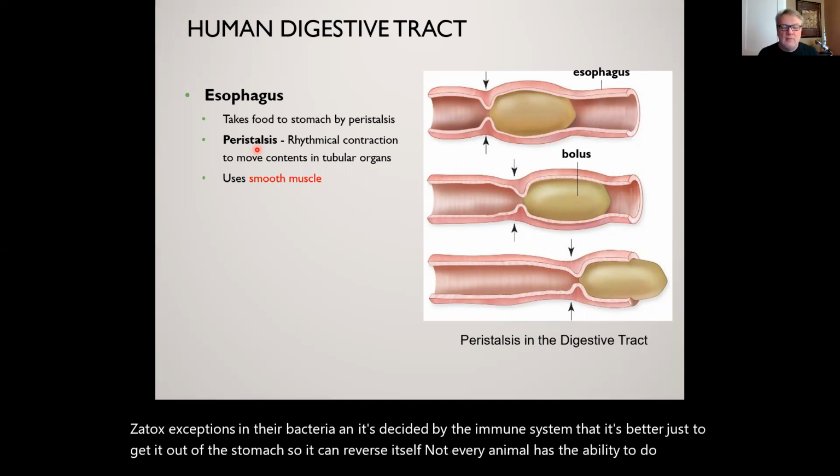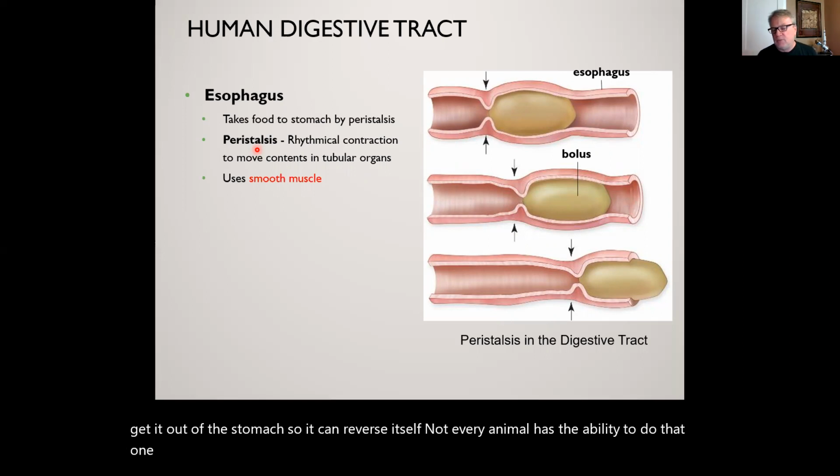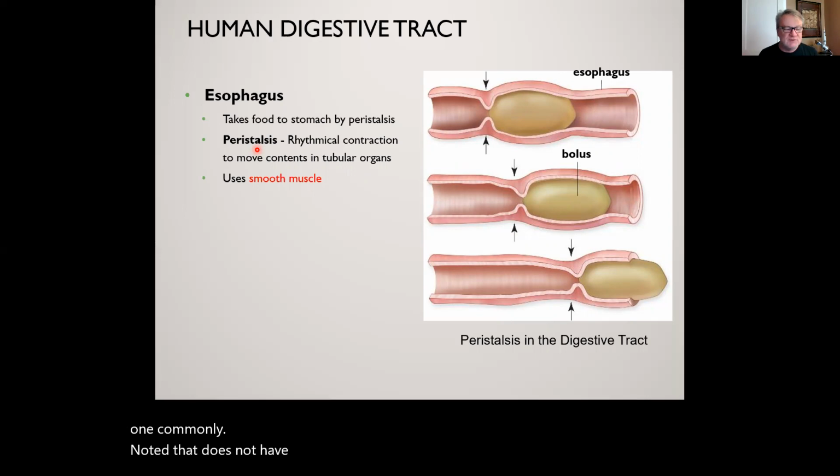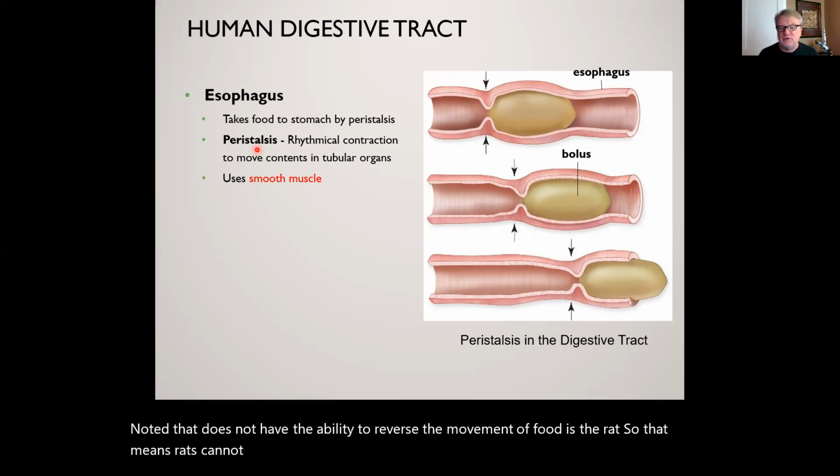One commonly noted that does not have the ability to reverse the movement of food is the rat. So that means rats cannot vomit. That actually means that they're very, very careful about what they eat.